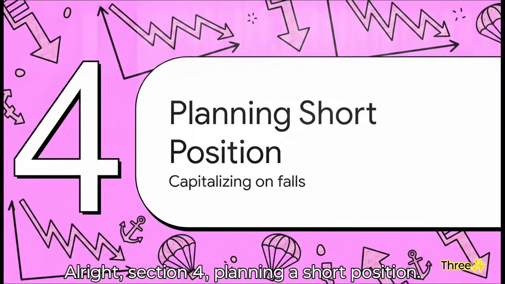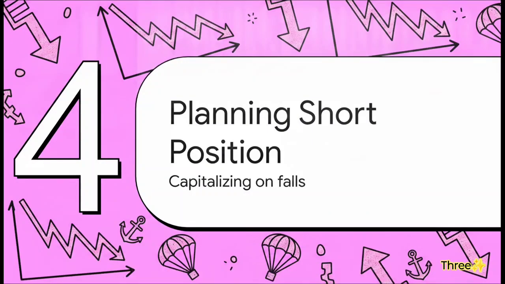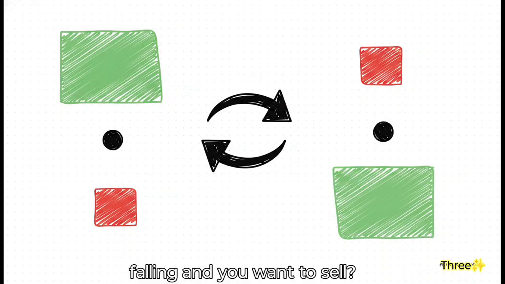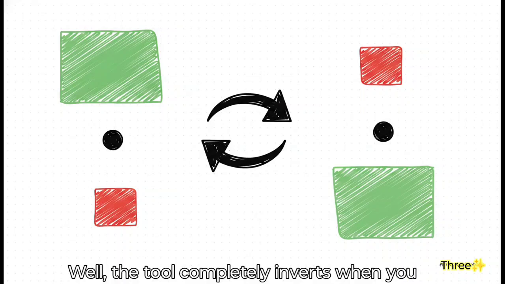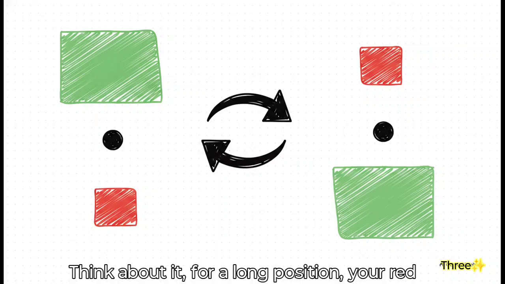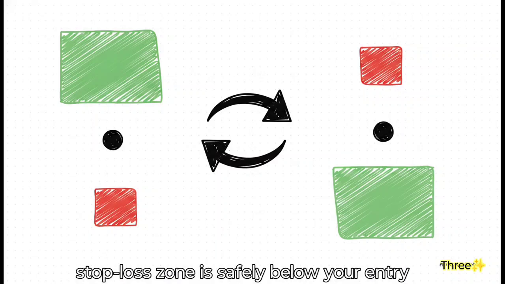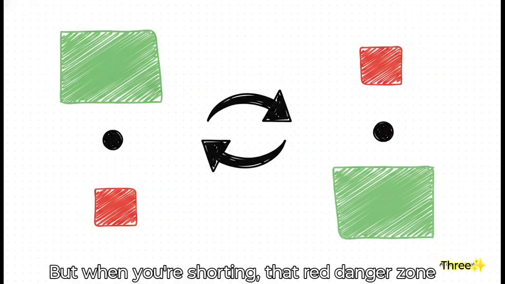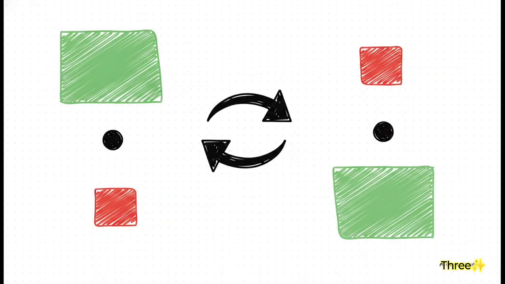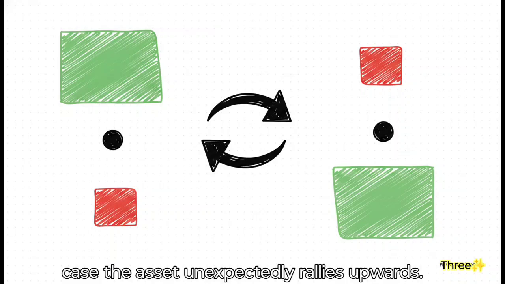All right, section 4, planning a short position. But hey, what happens when the market is falling and you want to sell? Well, the tool completely inverts when you select a short position. Think about it. For a long position, your red stop loss zone is safely below your entry price, right? But when you're shorting, that red danger zone automatically flips to be above your entry price. That's because you need protection just in case the asset unexpectedly rallies upwards.